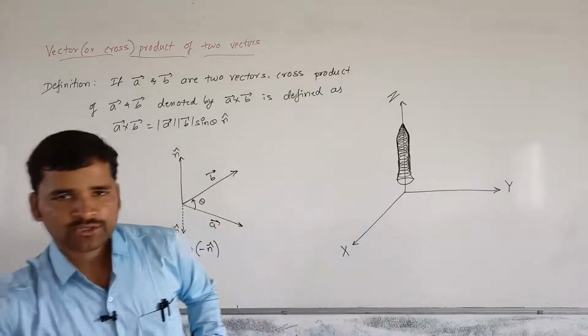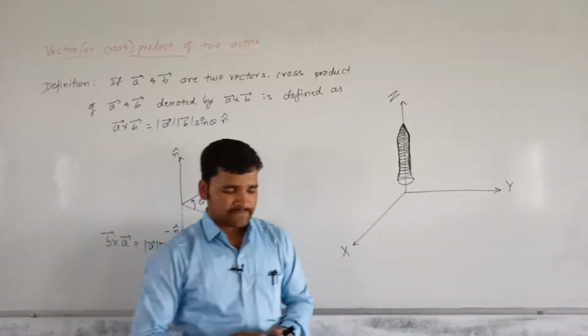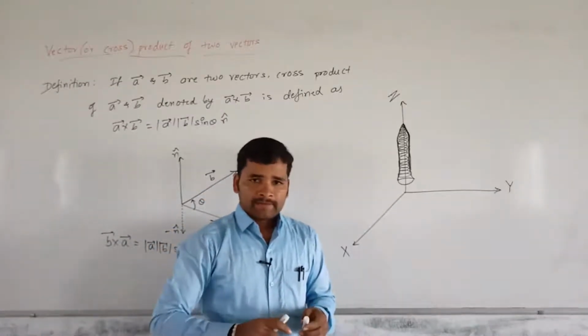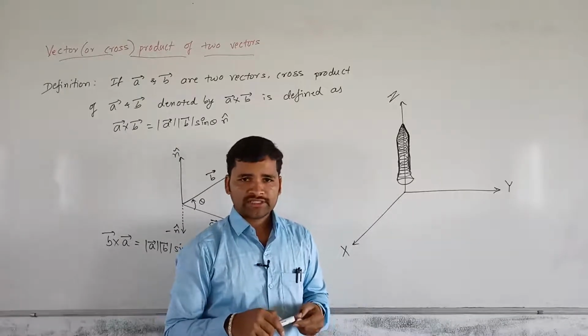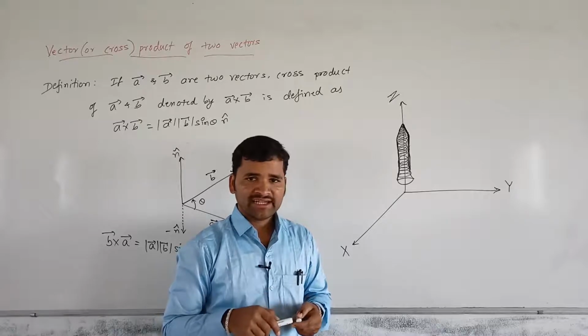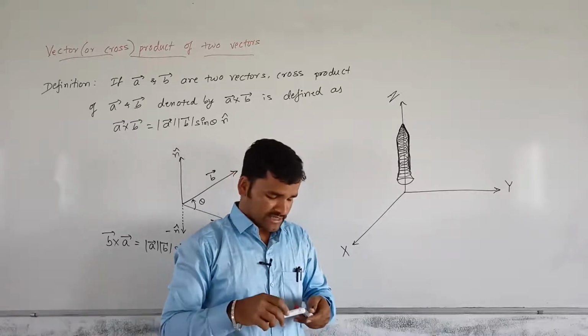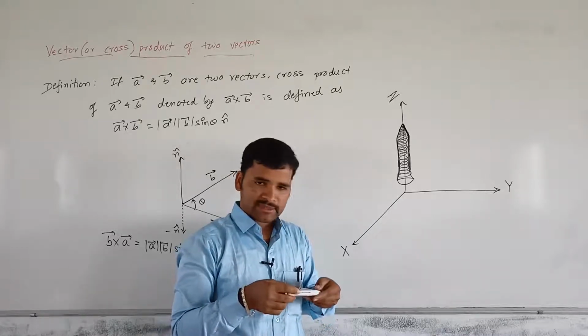Let me explain in another way if you are not understanding well. See, suppose we are tightening a bolt. If you are tightening a bolt, we need two spanners over there. Two spanners we will be holding. Let us take two spanners like this.